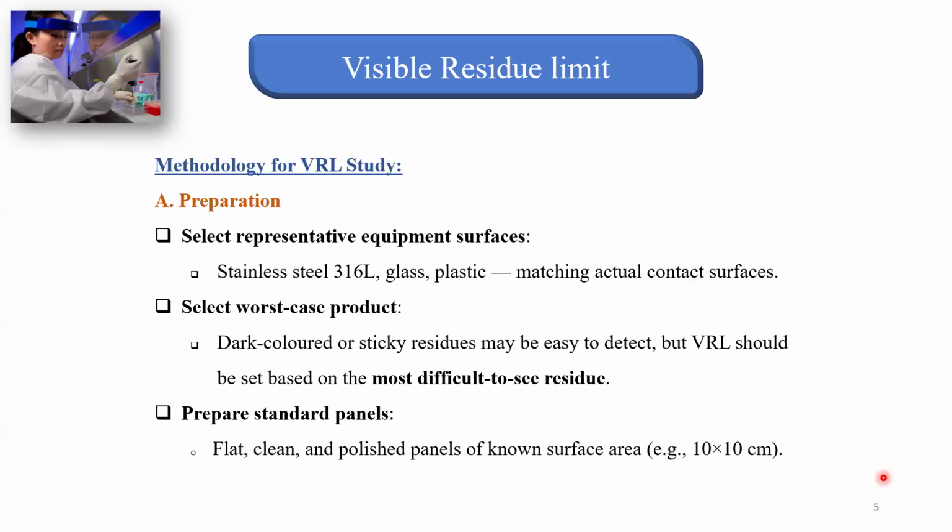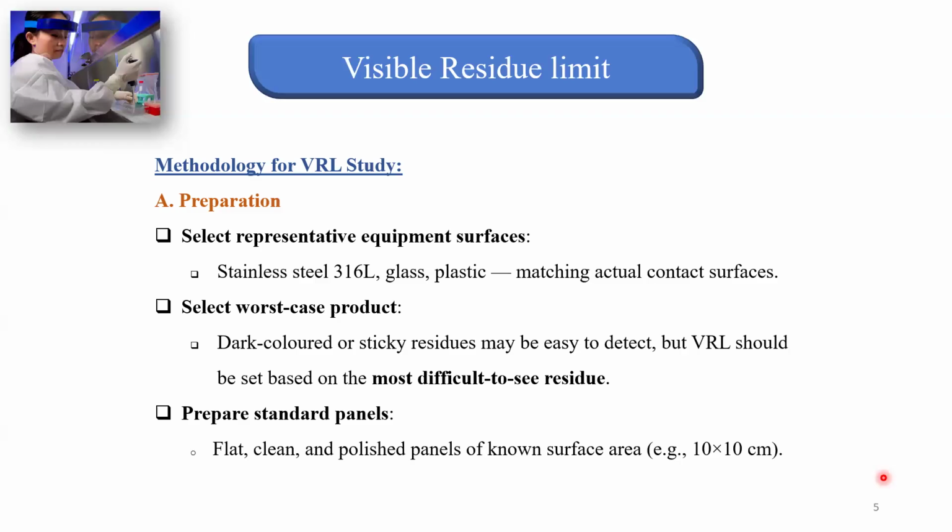Now let us look at how a visible residue limit study is performed, starting with the preparation step. First, we select a representative equipment surface, and this surface should match the actual product contact materials used in manufacturing. Common examples include stainless steel 316L, glass, and plastic surfaces. Next, we select the worst case product for the study. Worst case does not always mean the darkest or stickiest residue. In VRL studies, the worst case is usually the most difficult to see residue, such as light colored or transparent residues, because these challenge the visual inspection process.